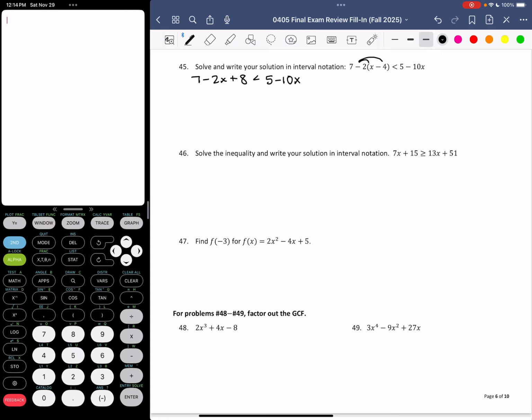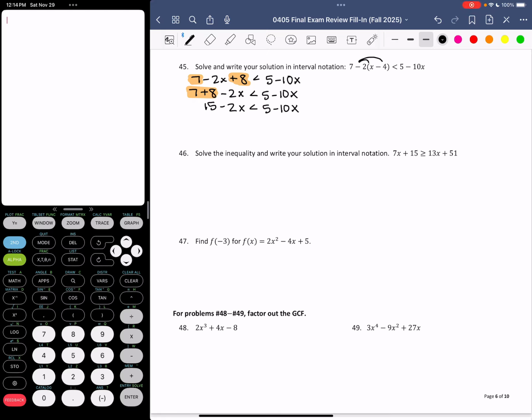Okay, so we're looking for some like terms here. And I see that I have 7 and positive 8, which are like terms. So I'm going to go ahead and rearrange this to put 7 plus 8 and then minus 2x here. I'm going to rewrite all the rest of this the same way. And we're going to go ahead and combine our like terms. So 7 plus 8 is 15, and 15 minus 2x less than 5 minus 10x.